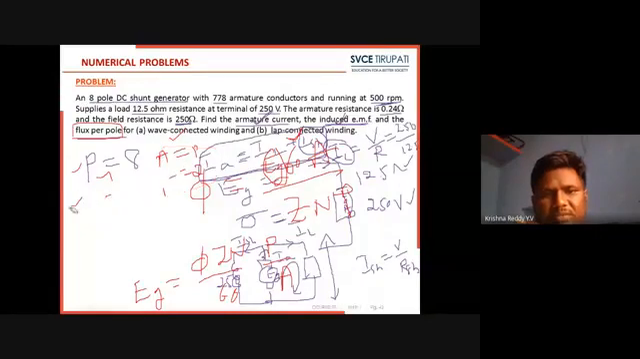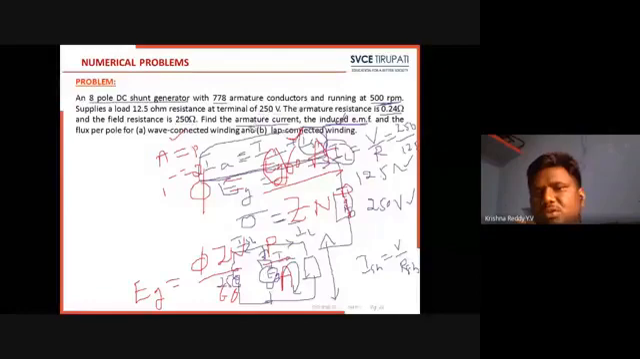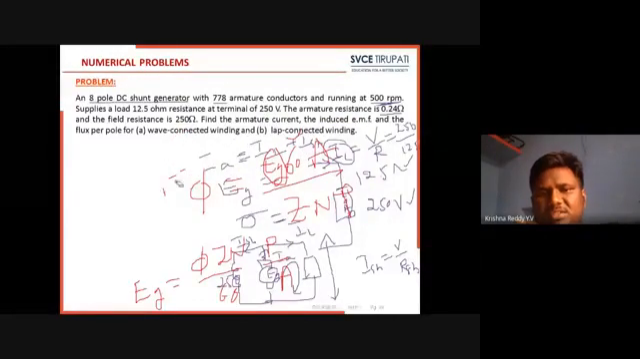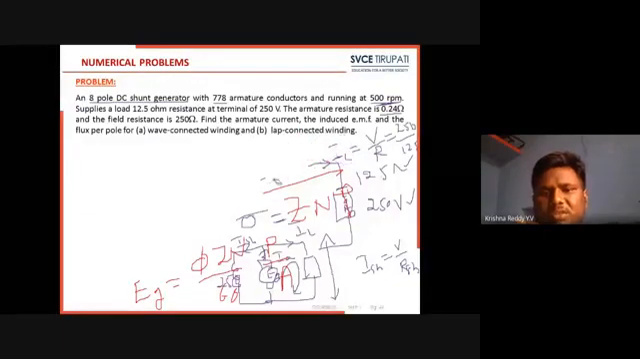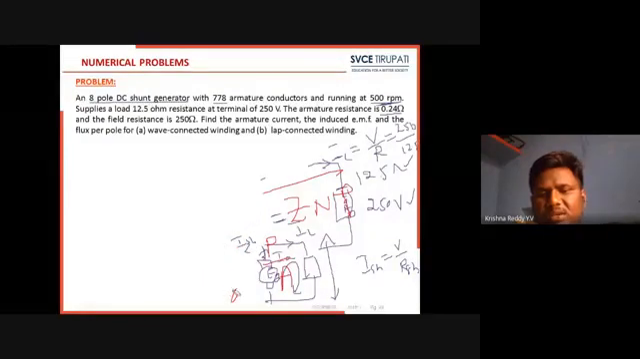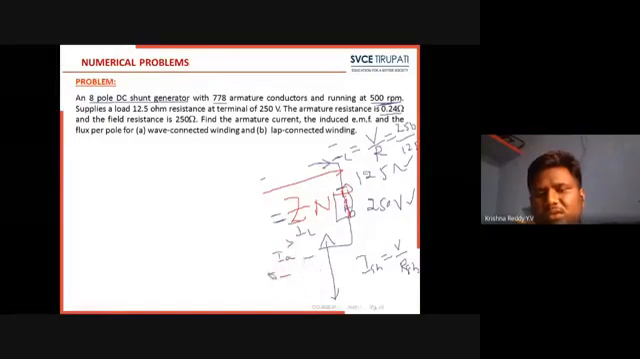With the help of the load voltage and load resistance, we are calculating the load current. After that, with the help of the load voltage and shunt field winding resistance, we are calculating the Ish value. After that, we are adding both load current and shunt current, we are getting IA value. With the help of that IA value, we are calculating the induced EMF voltage. EC is equal to V plus IA RA. Here in this problem, they haven't given the brush contact drop. That's why we need not include the brush contact drop.